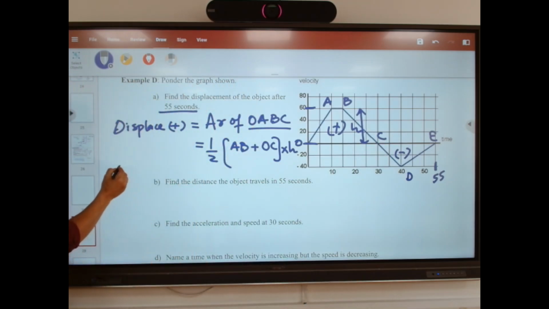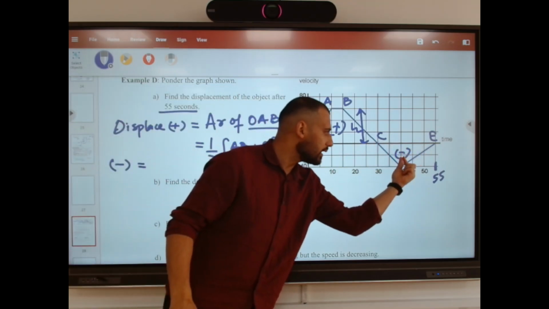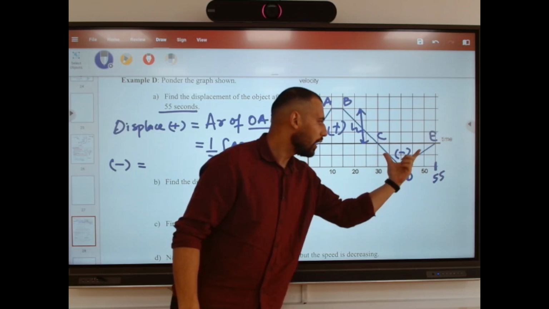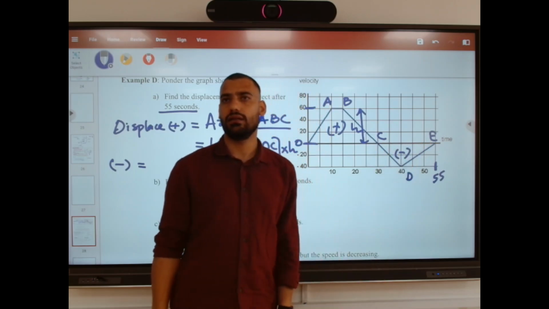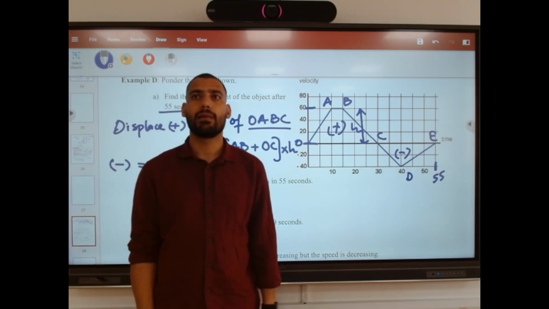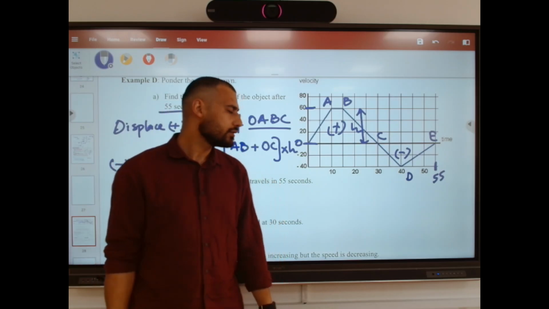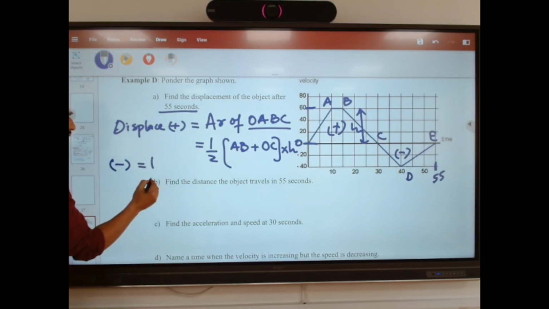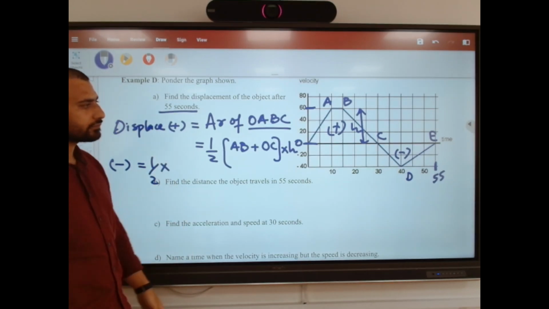Similarly, you have to find the negative displacement. So negative displacement will be the area of this graph. Is that fine? How do you find the area of a triangle? Half times base into height. So that would be half of base, which is how much?